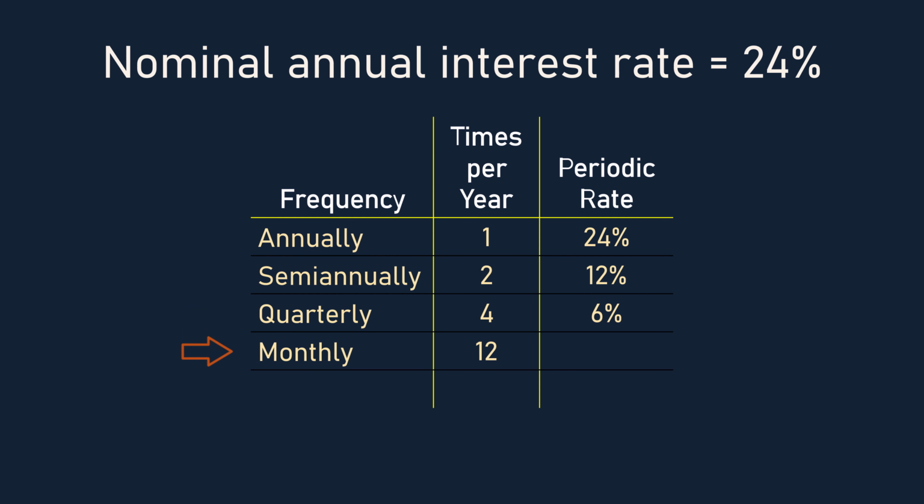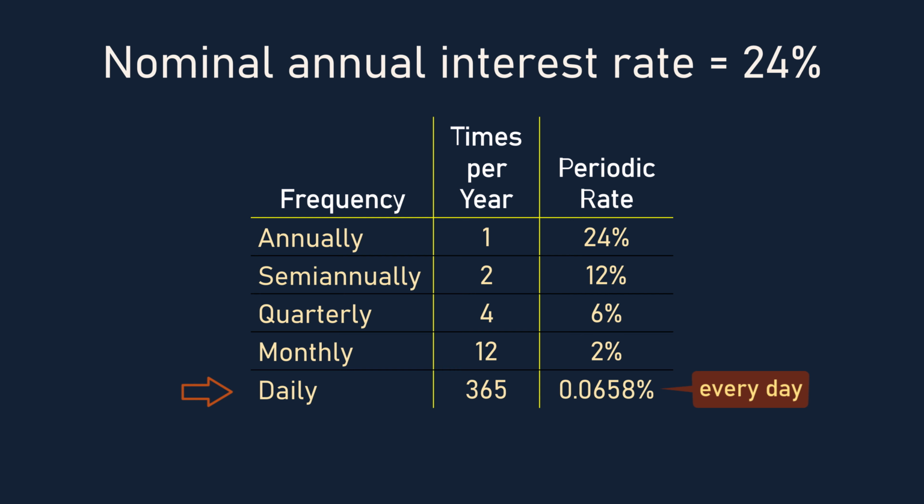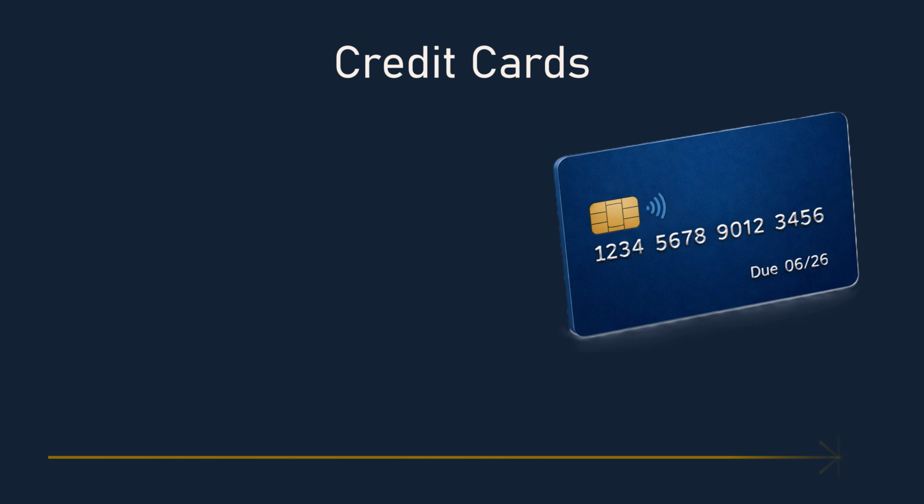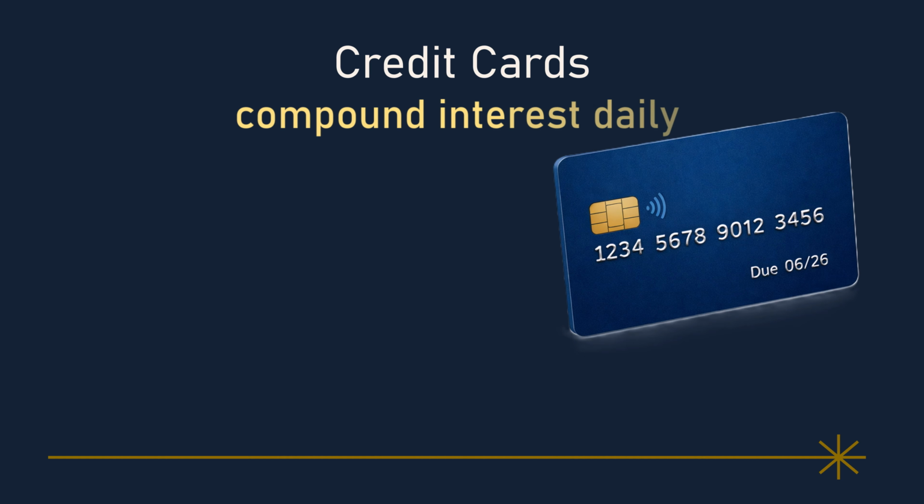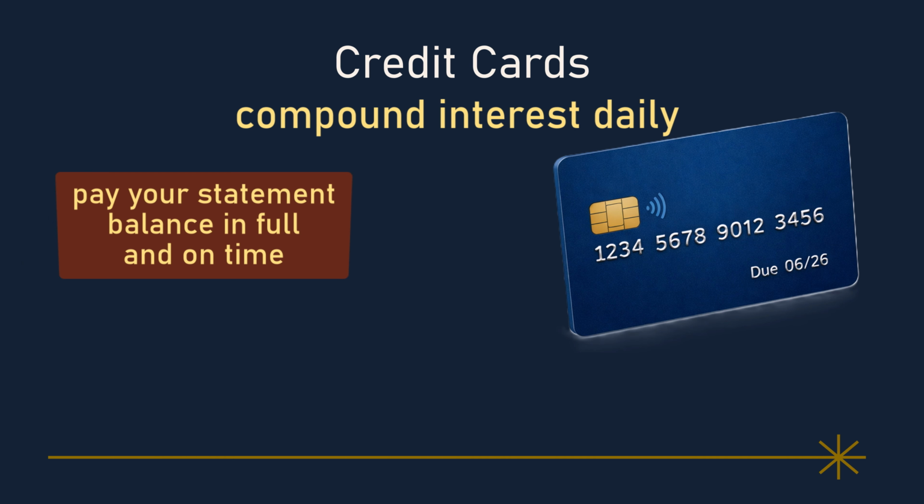If it's compounded monthly, we divide by 12. Your periodic rate is 2%, applied 12 times a year, or every month. And if it's compounded daily, we divide by 365. That gives us a daily periodic rate of approximately 0.0658%. Now, as a quick real-world tip, credit cards typically compound interest daily if you carry a balance past the due date. However, if you pay your statement balance in full and on time every single month, the lender won't charge you a single penny of interest.